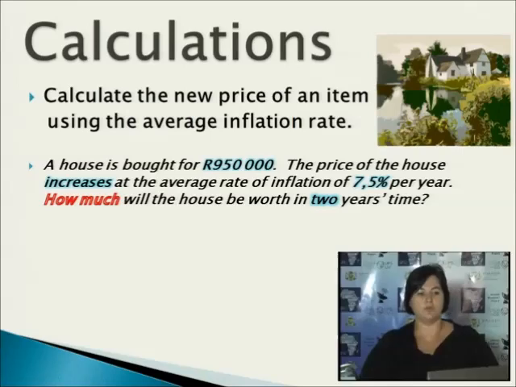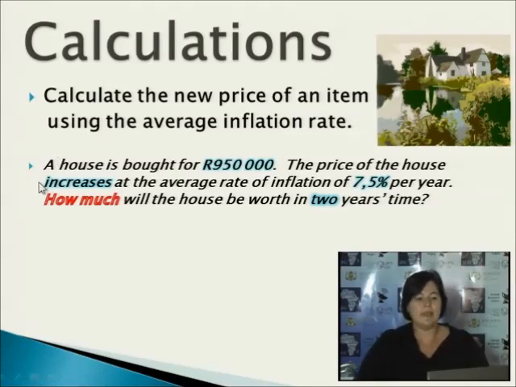There is the first one. You must be able to calculate the new price of an item using the average inflation rate. As we know, one of the best investments a person can make is to buy property or a house. And because of inflation, it's such a good investment. Now let us look at the question.